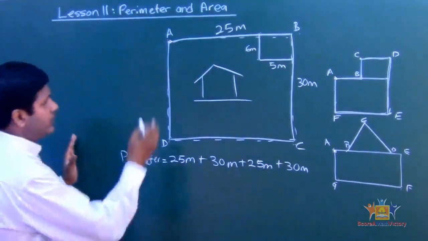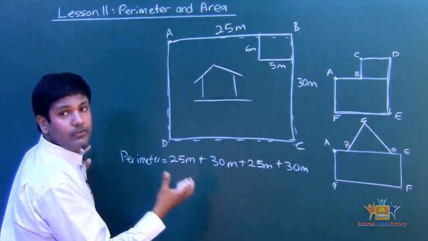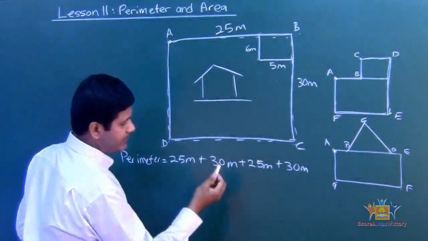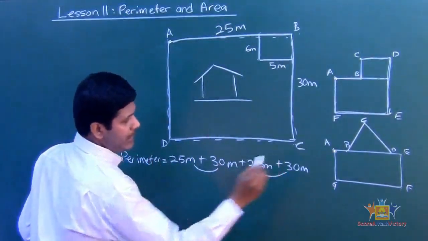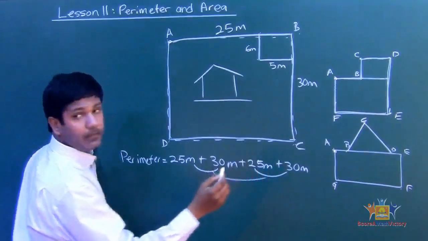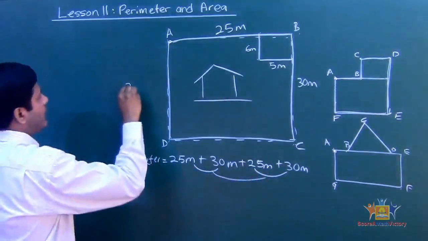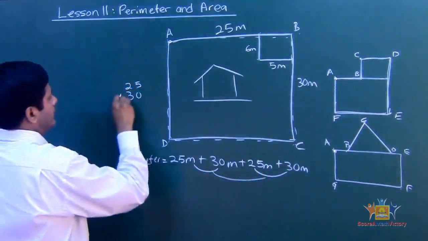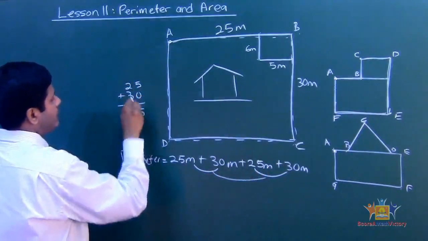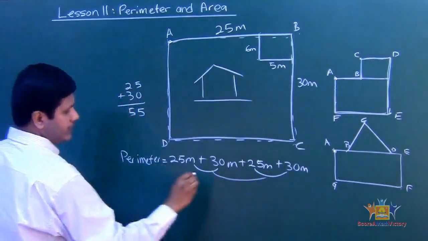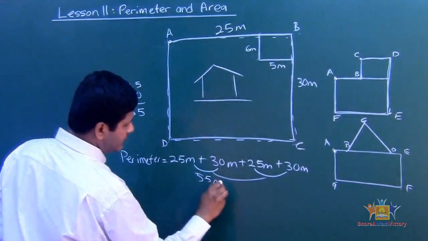Okay? So now the perimeter around your house for fencing would be 25 plus 30. So we would use a pairing method. We're going to add these two, and then we're going to add them. Alright? So let's add 25 with 30. 5 plus 0 is 5. 2 plus 3 is 5. Okay? So that gives me 55 meters.